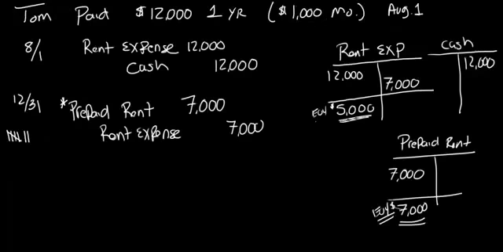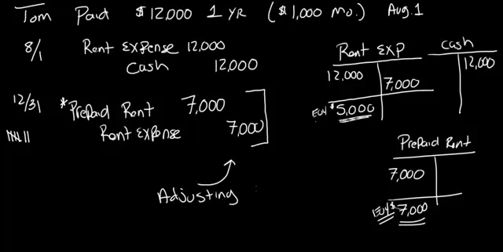Okay, so that's how you fix it. So this is both an adjusting journal entry, it is an adjusting journal entry, but it's also a correcting journal entry. And it's very rare that companies don't have some type of correcting journal entry. Okay, so that's how you fix an incorrect journal entry.